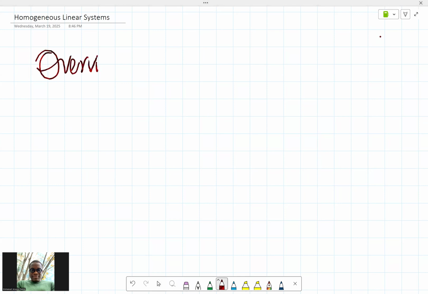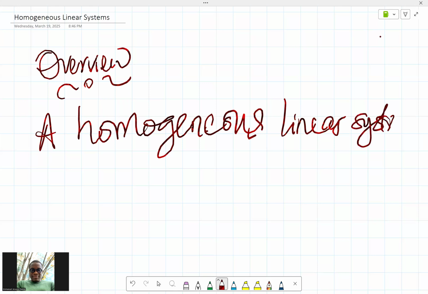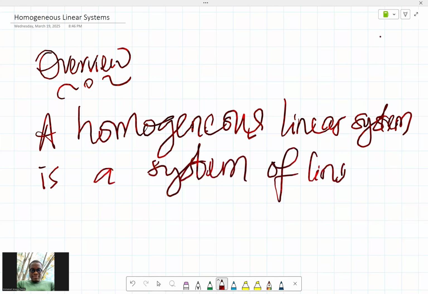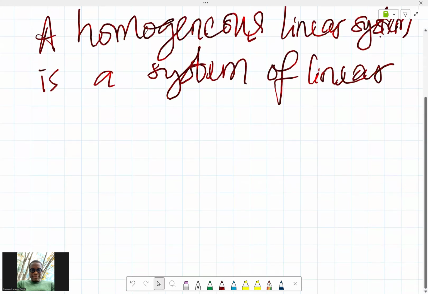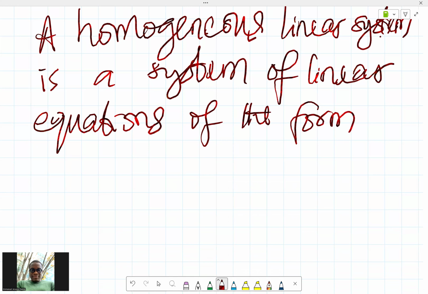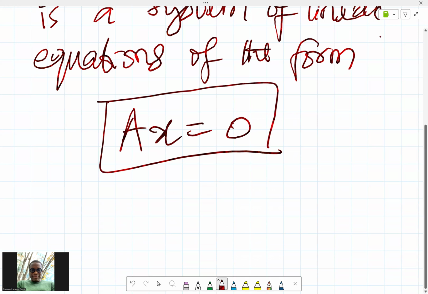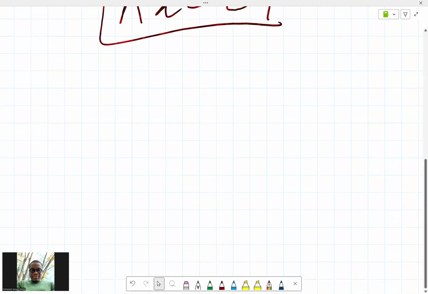So first of all, a homogeneous linear system is a system of linear equations of the form AX equals 0. Usually we would have AX equals B, but in this case, we have AX equals 0.